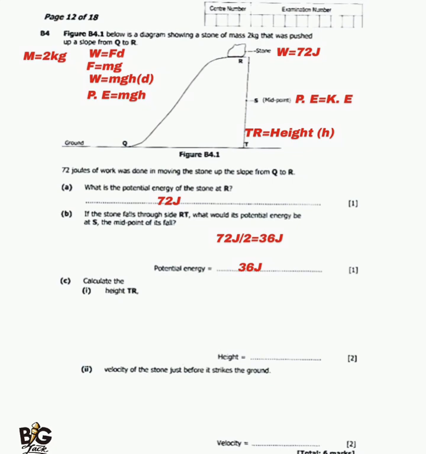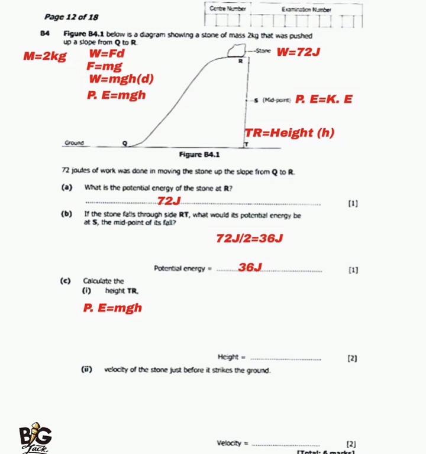The height, which is TR. So in this case, to calculate the height, since I know that potential energy is equal to mg multiplied by what? H. So the way I was saying, it's very, very important when you have been given a question to correct the data.